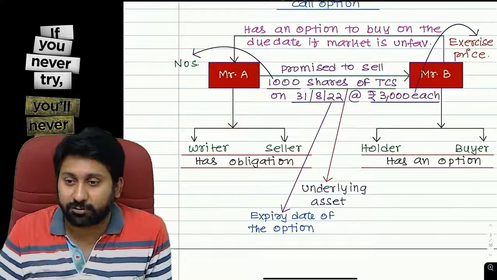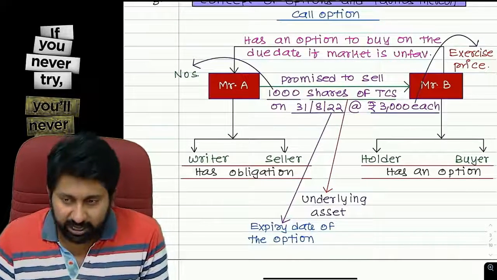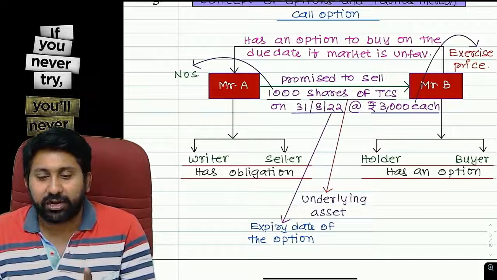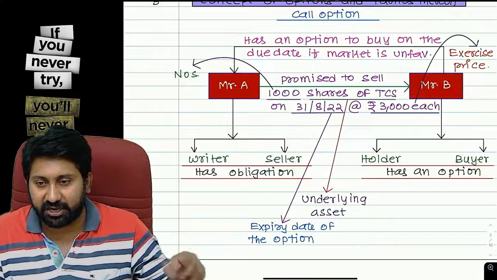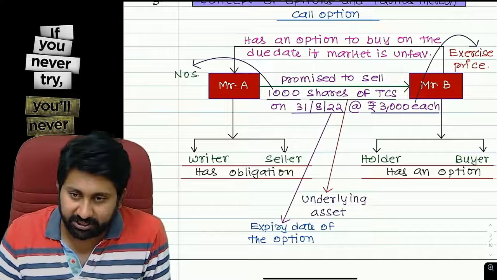If it is a call option, this is the diagram which helps you. You should read from left to right, meaning Mr. A to Mr. B. Observation required.